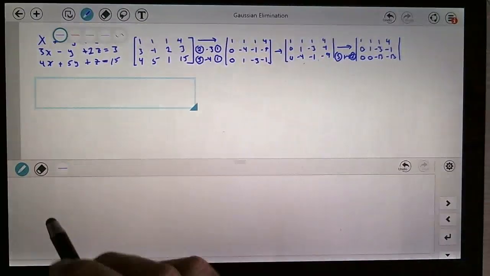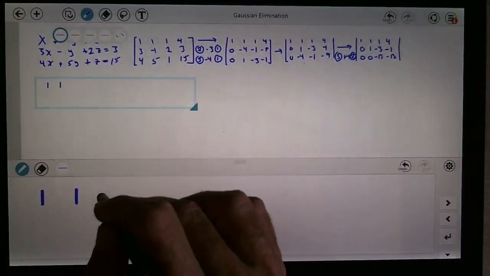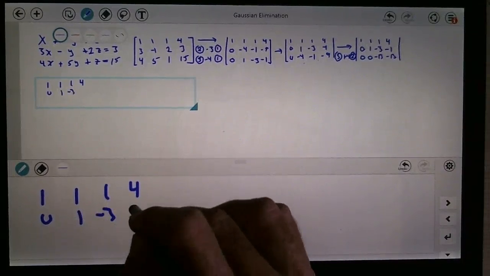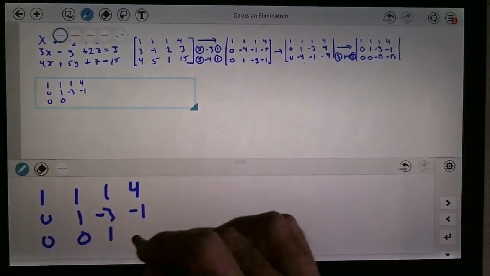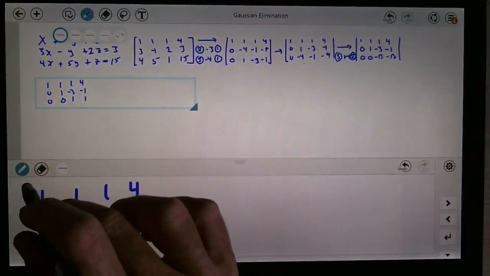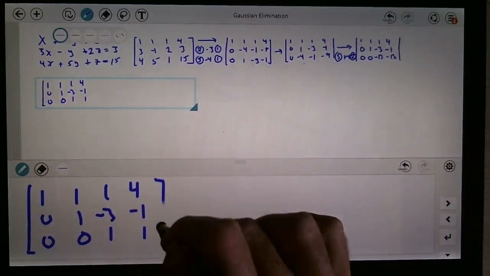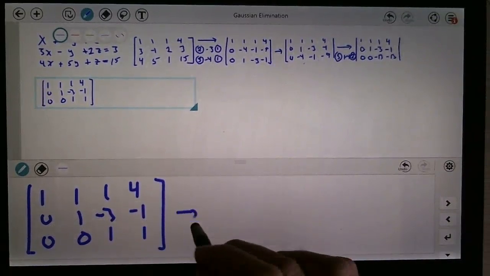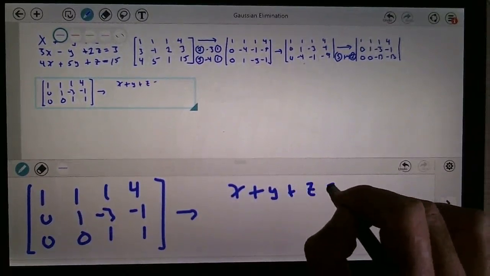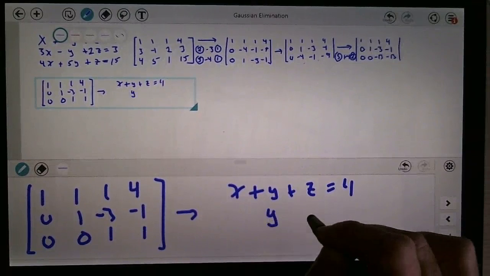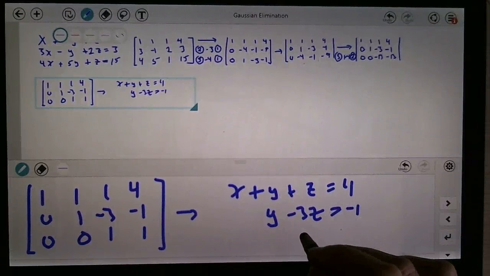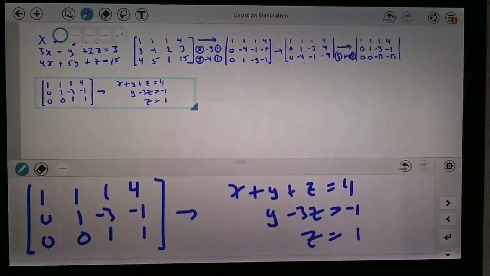So what I end up with is 1, 1, 1, 4; 0, 1, -3, -1; 0, 0, 1, 1. Okay. Now, Gaussian elimination goes this far. It stops right here and says, okay, now what system do I have? I have the system x plus y plus z equals 4. I have y minus 3z equals -1. And I have z equals 1.